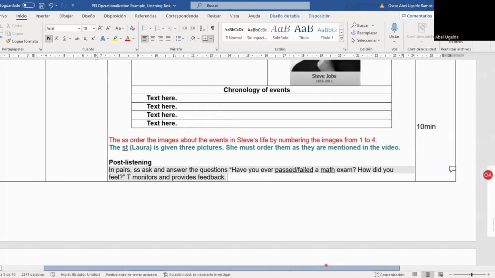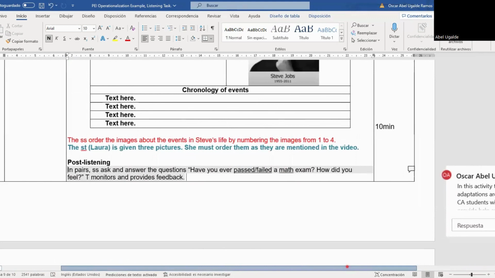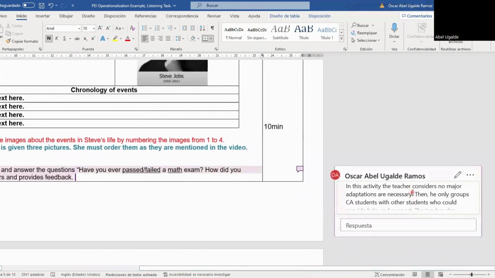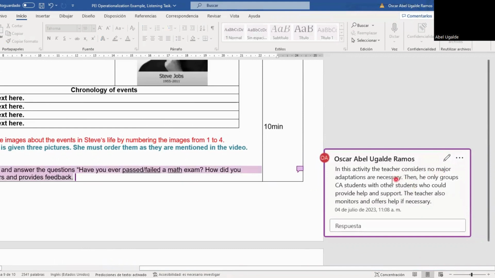So in this case, the last example I wrote, in this activity, the teacher considers no major adaptations are necessary. Then he only groups curricular accommodation students with other students who could provide help and support. The teacher also monitors and offers help if necessary.